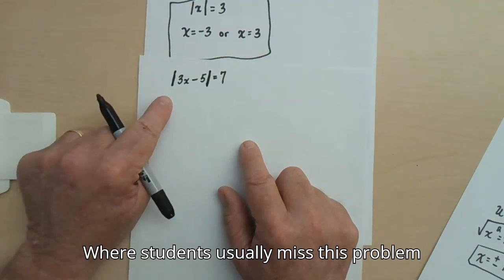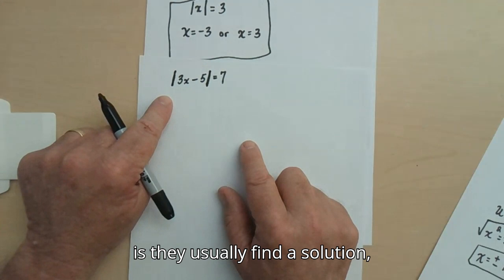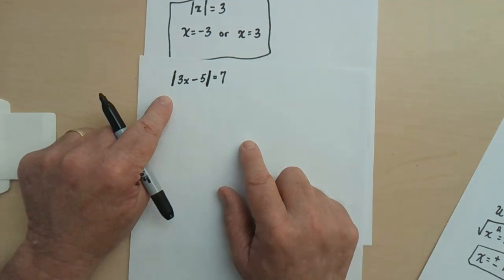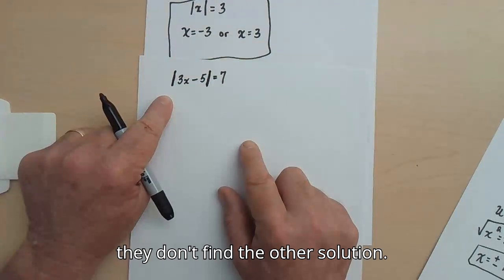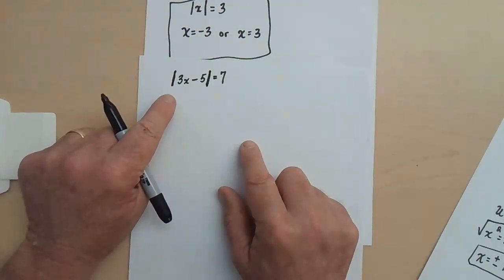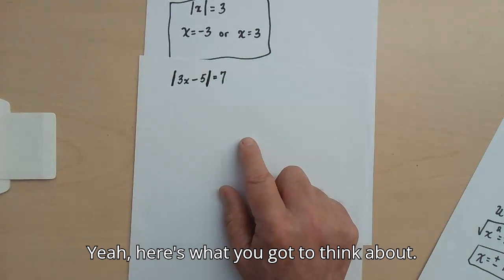Where students usually miss this problem is they usually find a solution, but there's more than one solution and they don't find the other solution. We have 5 of those sides. Yeah, here's what you got to think about.